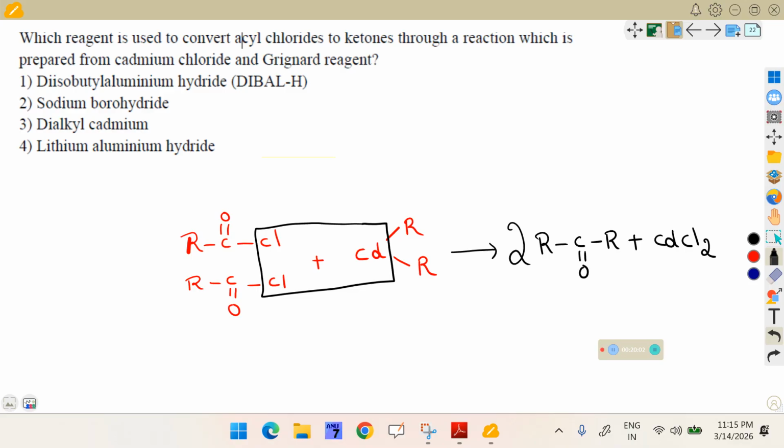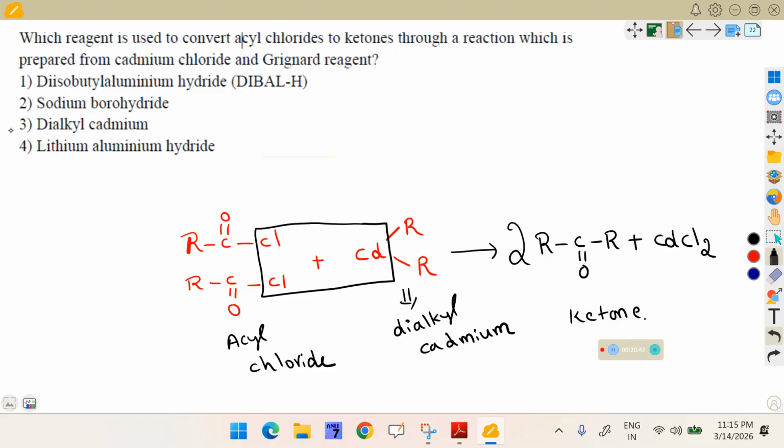See the last question. Which reagent is used to convert acyl chlorides to ketones, a reagent prepared from cadmium chloride and Grignard reagent? This is an acyl chloride, which is converted to a ketone. Which reagent is used? Acyl chlorides react with dialkyl cadmium. So the correct option is the third option.